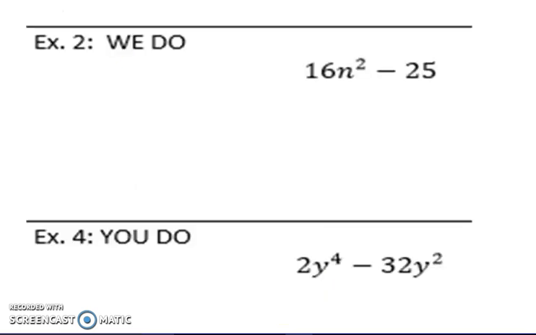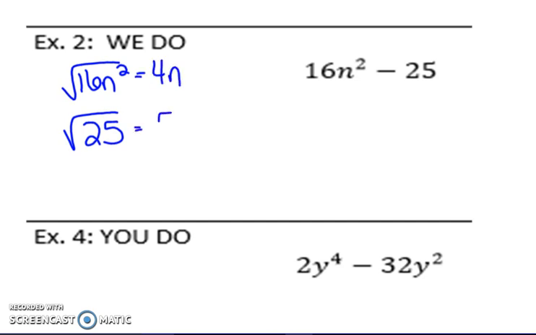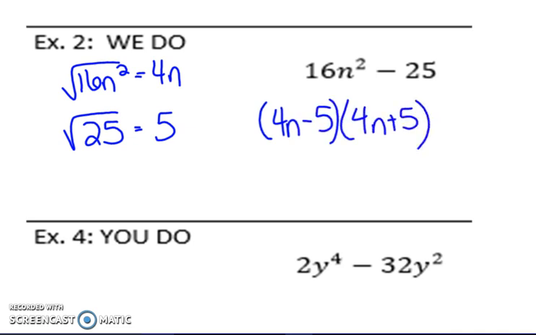If we look at example 2, again, we have two terms. We don't have a GCF in this case, but both of our terms are perfect squares, and they both have subtraction. So now, I'm going to take the square root of 16n squared, and I'm going to take the square root of 25. Well, the square root of 16n squared is 4n, and the square root of 25 is 5. So my final answer becomes 4n minus 5, 4n plus 5.